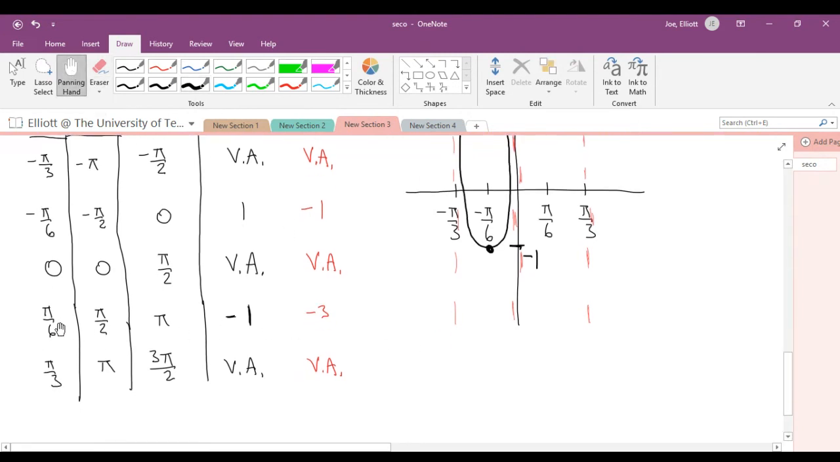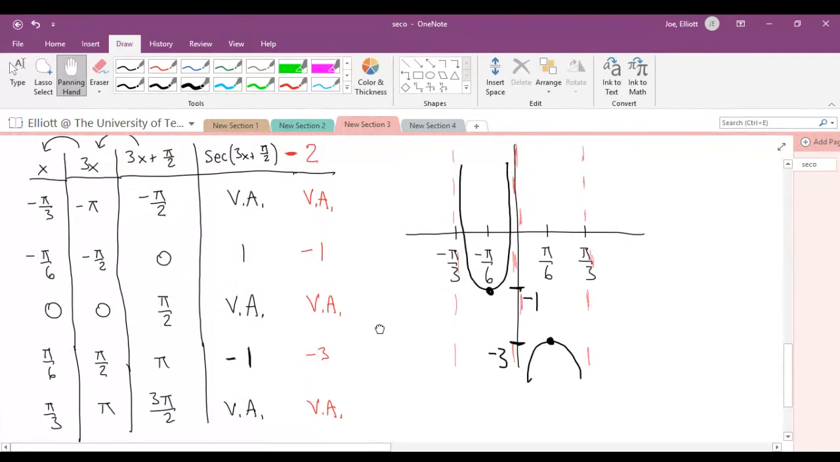And then for the next one at pi over 6, our function should be down at -3 now. So let's say that's -3. We're going to be down here. And then for secant, this next one is going to open downwards. So like that. Okay. And that would be one period.